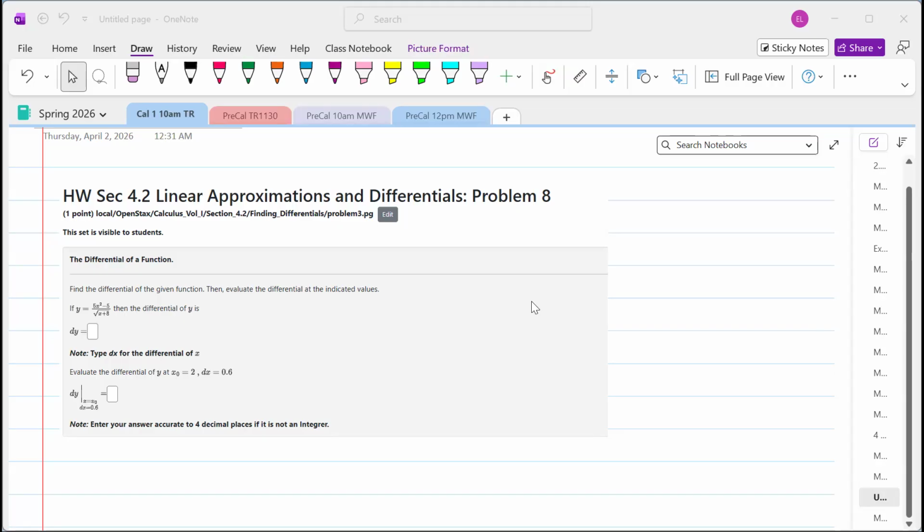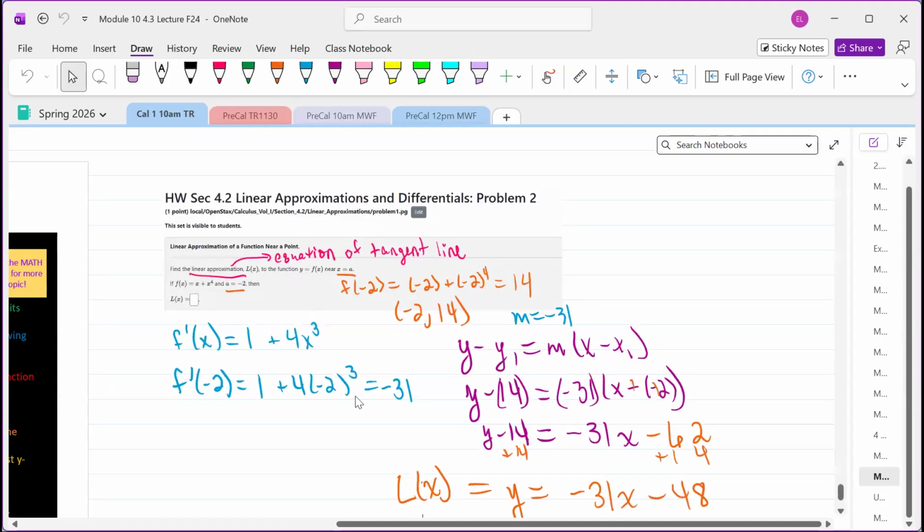The section is on linear approximations and differentials. We looked at a linear approximation at the end of last class. When they ask for a linear approximation, they're just asking for the equation of the tangent line.